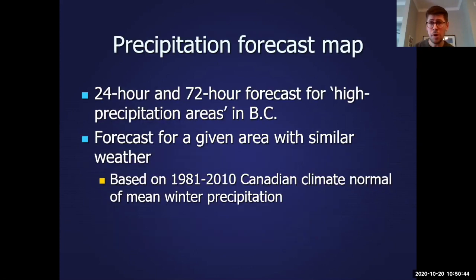So the first part of the tool is a precipitation forecast map. I mentioned it's got 24 and 72-hour precipitation for areas of the province that receive a lot of precipitation over fall and winter, from October right into winter. Those areas have been included within the forecast map at this stage. And we've broken those regions down into smaller shapes on the map that someone can click on, where each individual area has a very similar weather pattern based on the climate normals that we were able to obtain and model for the province.